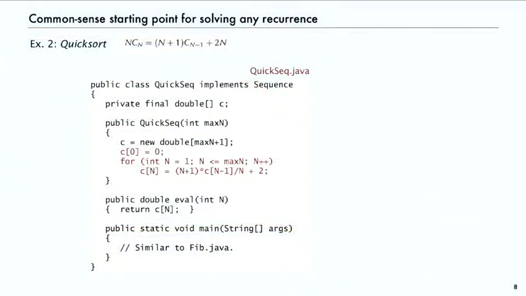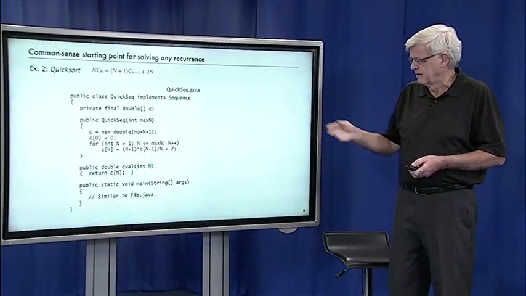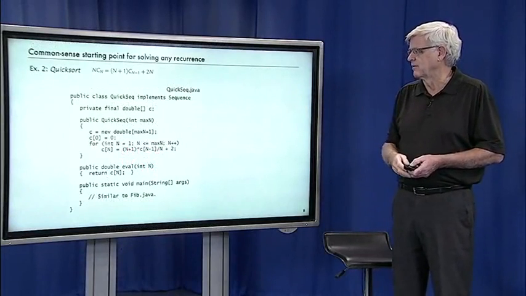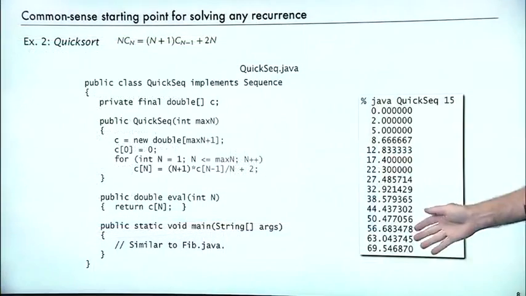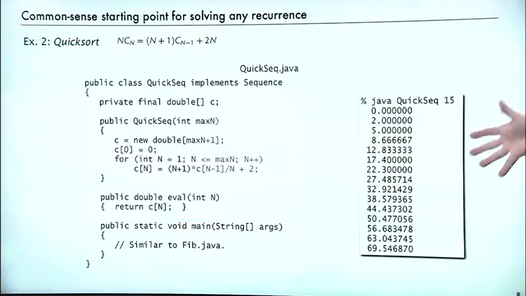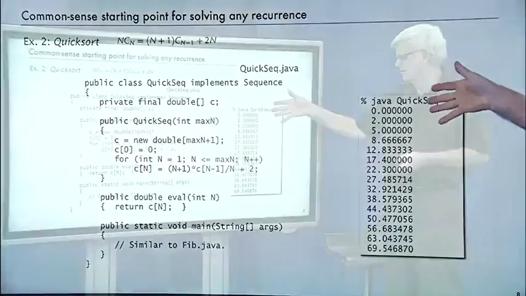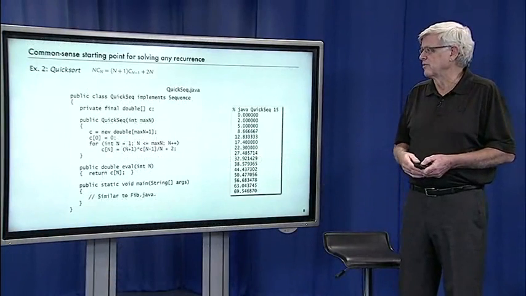Using that version of the recurrence, we can, in the constructor, create an array and fill it up with the first n values, just using that recurrence. So it's just dividing by n, and then eval will give us the value of that recurrence. So the same code will print out the first 15 values of the quicksort sequence in that way. So that's a good first start, so we can get some idea of what these numbers are.